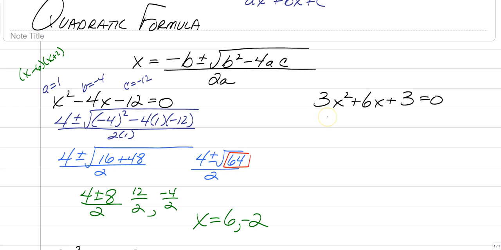So why don't you pause the video and try this next one really quick. Just say that a is equal to 3, b is equal to 6, and c is also equal to 3, and see what happens. So pause it, give it a try, see what you can do.